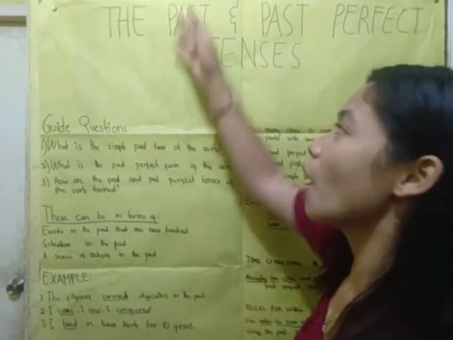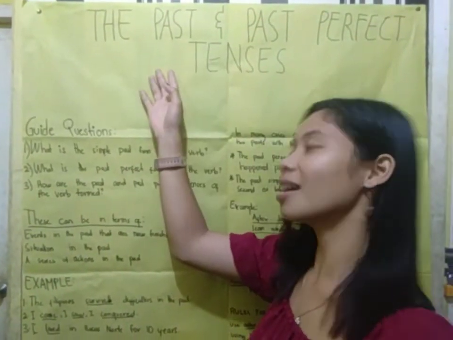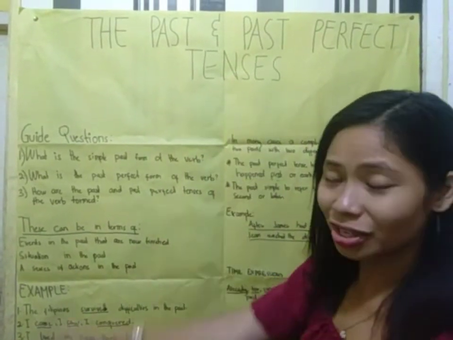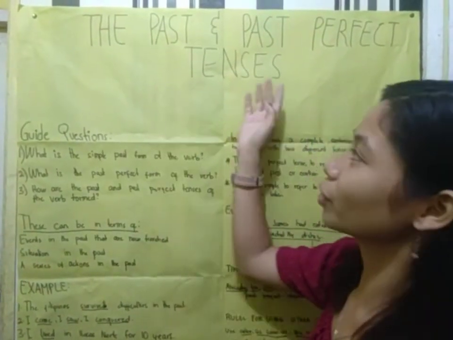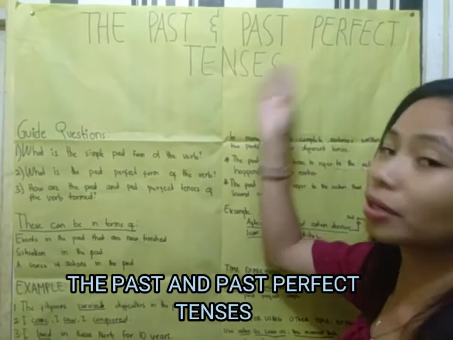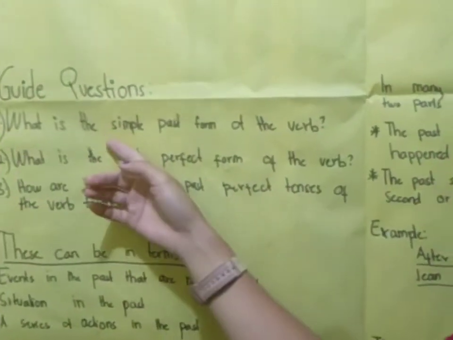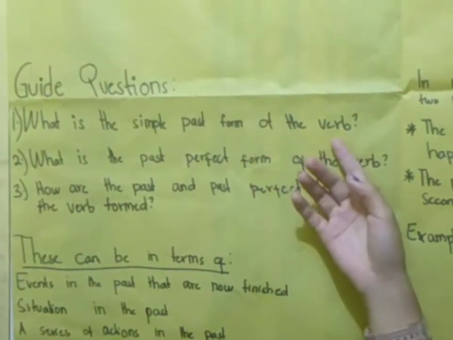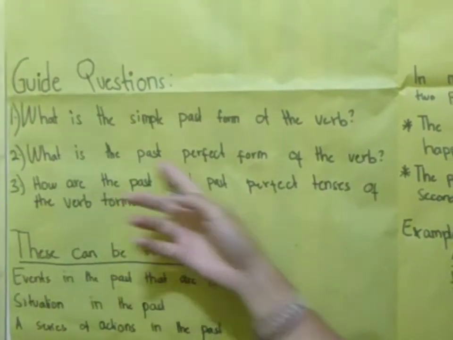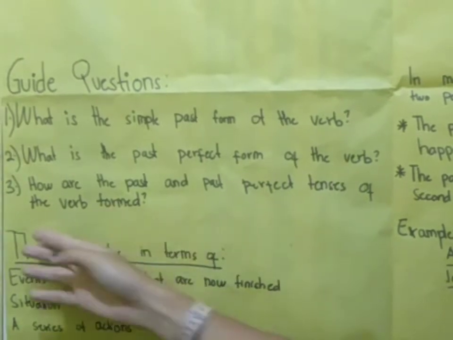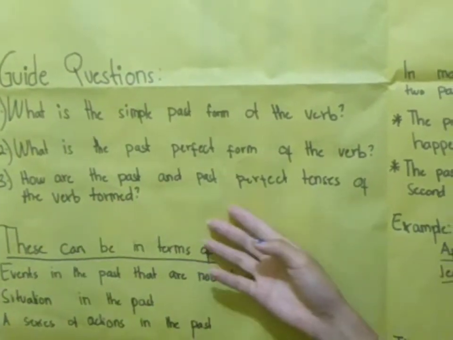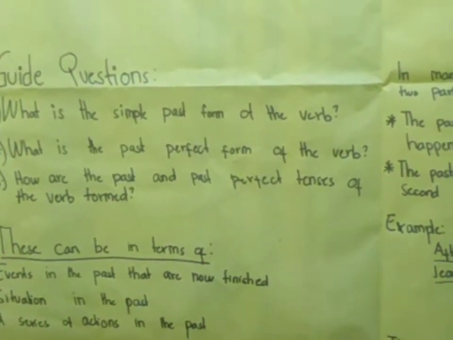Okay, just kidding. Our topic for today, obviously, as you can see in this visual, is the past and the past perfect tenses. Okay, here is our guide question. Number one, what is the simple past form of the verb? Number two, what is the past perfect form of the verb? And number three, how are the past and past perfect tenses of the verb formed?